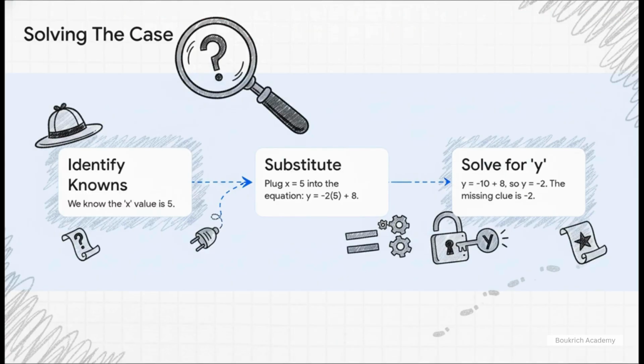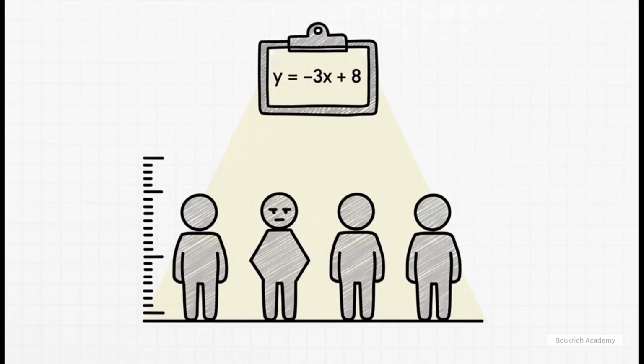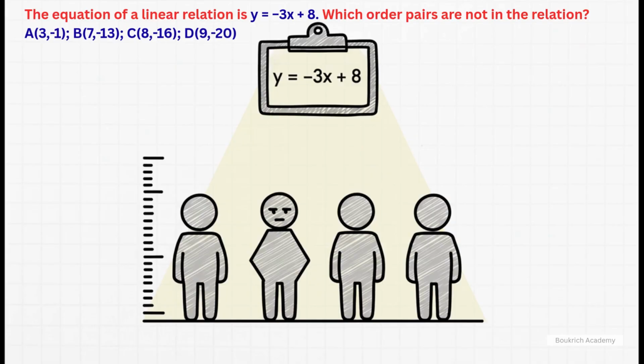Case closed. Okay, detective, let's level up. This time, we have 4 suspects, 4 ordered pairs. The code is y equals -3x plus 8. Now, 3 of these pairs follow the code perfectly, but one is an imposter. It doesn't belong. Our job is to find it.